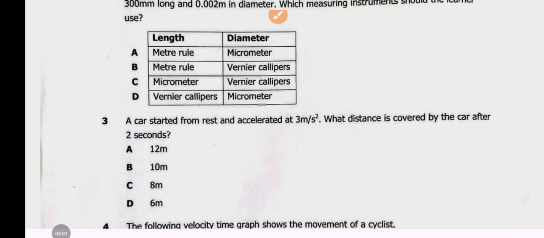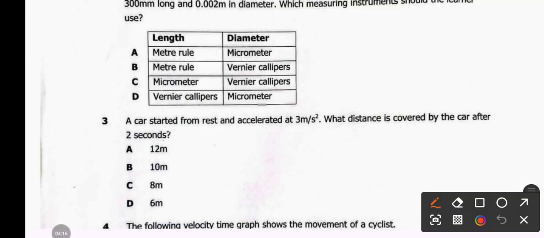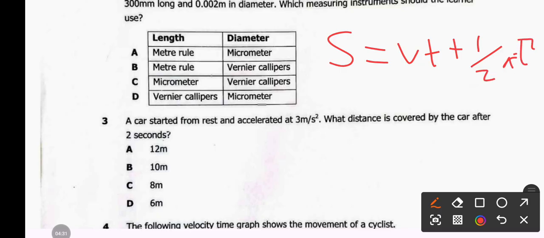Question 3 says, a car started from rest and accelerated at 300 meter per second squared. What distance is covered by the car after 2 seconds? So in this, we're just gonna make mention of the equation of motion, which says S is equal to ut plus 1 over 2 at squared.